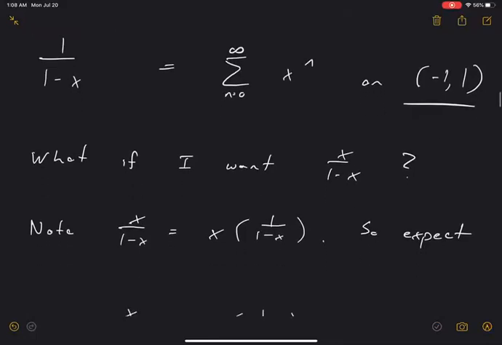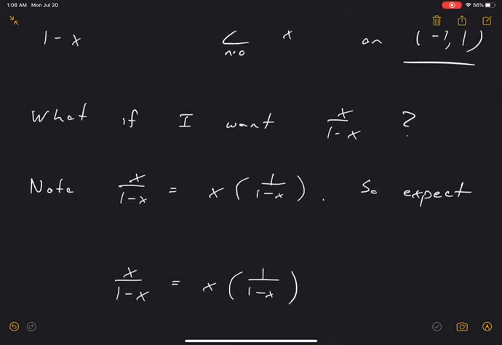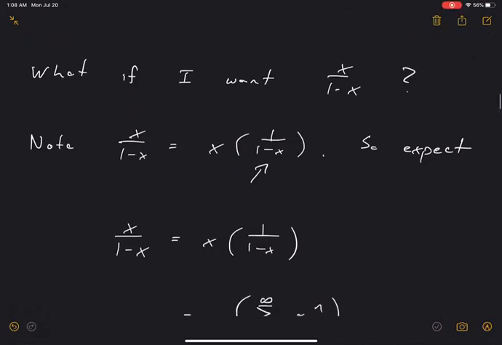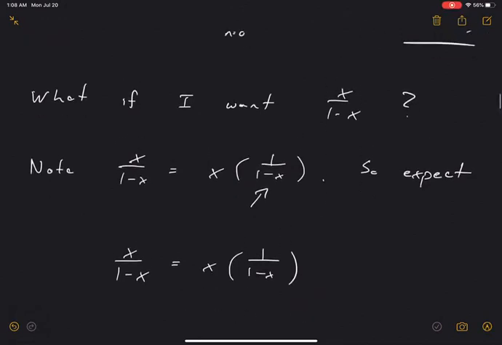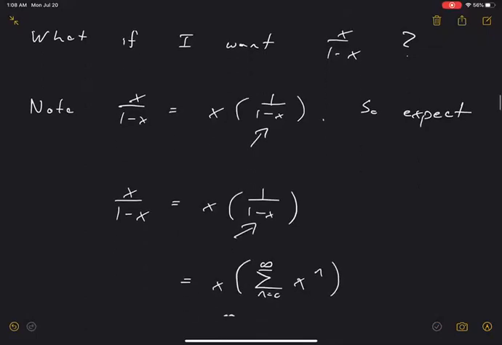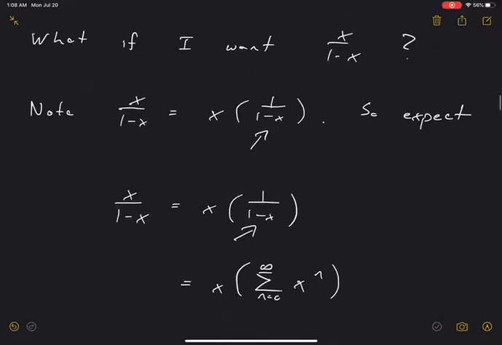So let's say I want to find the power series for x over 1 minus x. How can I do that? Well, note that x over 1 minus x is just x times 1 over 1 minus x. And I know how to find the power series for this thing in parentheses. So let's just replace it with the power series. We know that power series is the sum of x to the n. And then I'm multiplying by x.